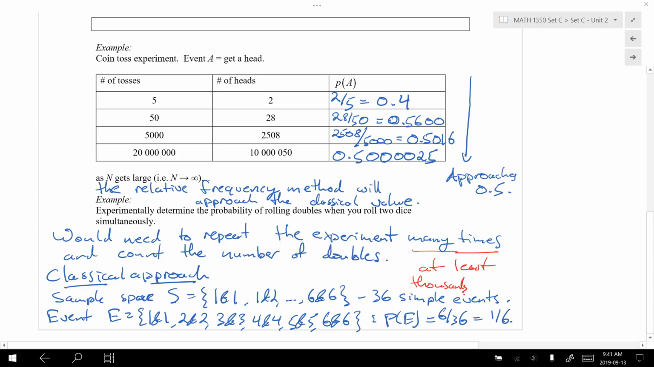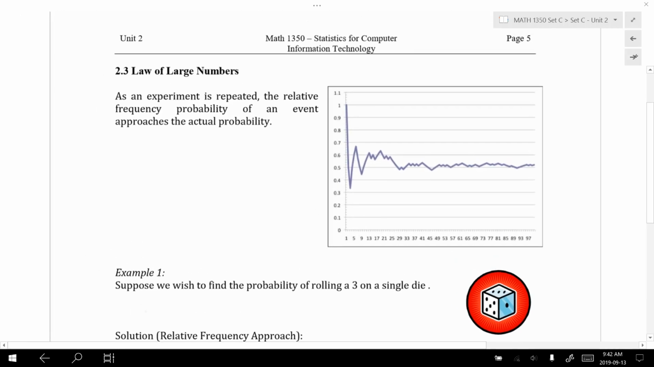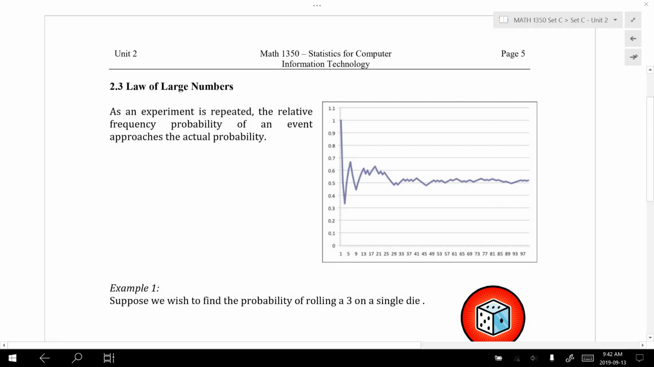You can imagine amusing yourself with randint or something, writing a couple of loops and doing this experimentally, and you can see how long it takes you to approach 1/6. This idea that we're talking about here, where the experimental probability will approach the classical one, has a name. It's called the law of large numbers. The relative frequency is going to approach the actual probability, which is the classical probability that we've been talking about.